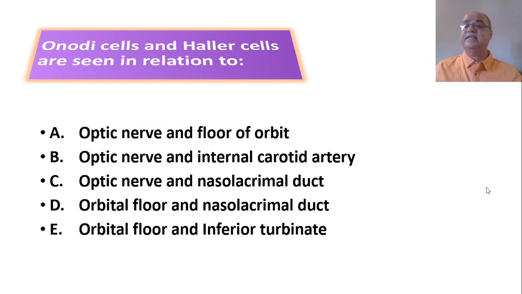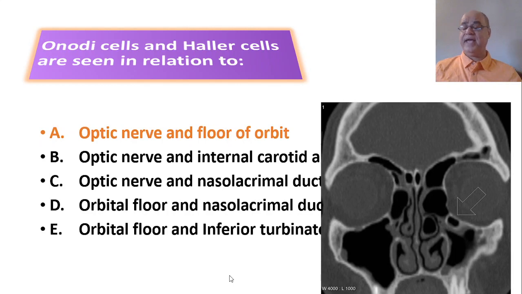While Onodi cells are the most posterior ethmoidal air cells which lie in close association with optic nerve in the floor of the orbit. Onodi cells must be recognized during endoscopic sinus surgery on posterior ethmoid to avoid optic nerve injury. So the appropriate answer will be optic nerve and floor of the orbit.